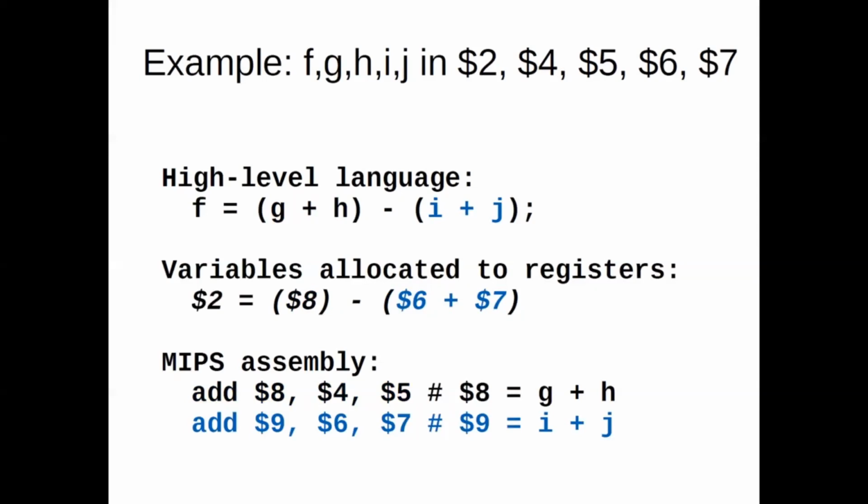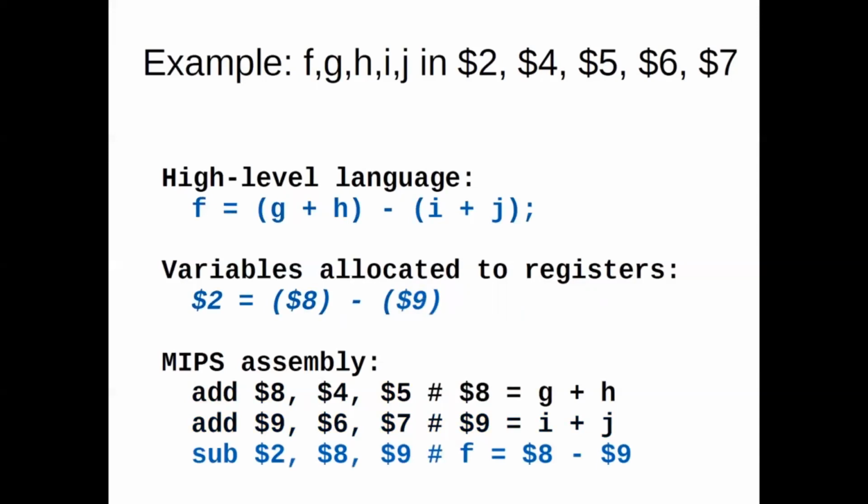Now that we have the two sub-expressions, g plus h and i plus j, calculated, we can do the subtraction. Subtraction is sub $2, that'll be the result, $8, $9. So that $8 minus $9 will get stored into $2. In the end, $2, associated with the variable f, will contain the result of the expression as expected.